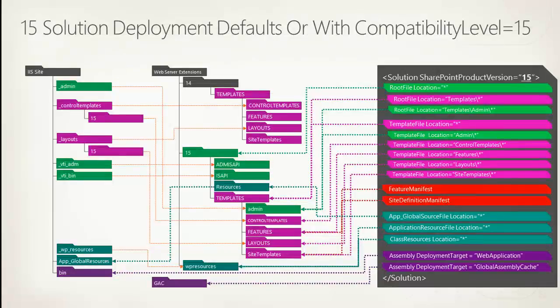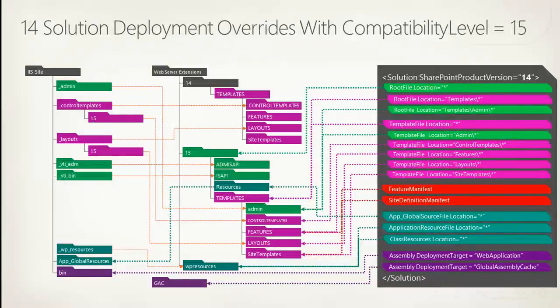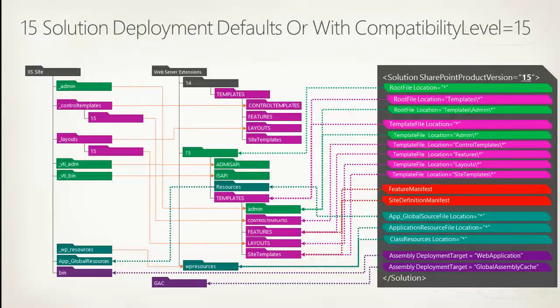And then, notice no functional difference really here between the last slide and this slide. The only major difference you'll see between these two is the title and that SharePoint product version value. And that SharePoint product version value, if you haven't specified anything, it's automatically going into the 15 directory.